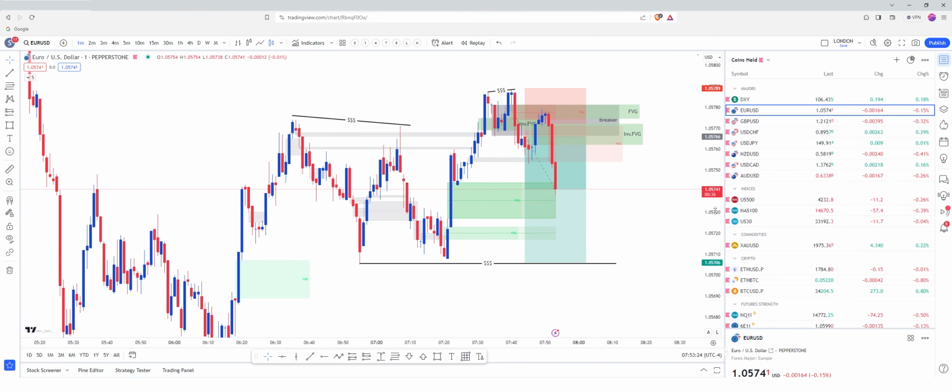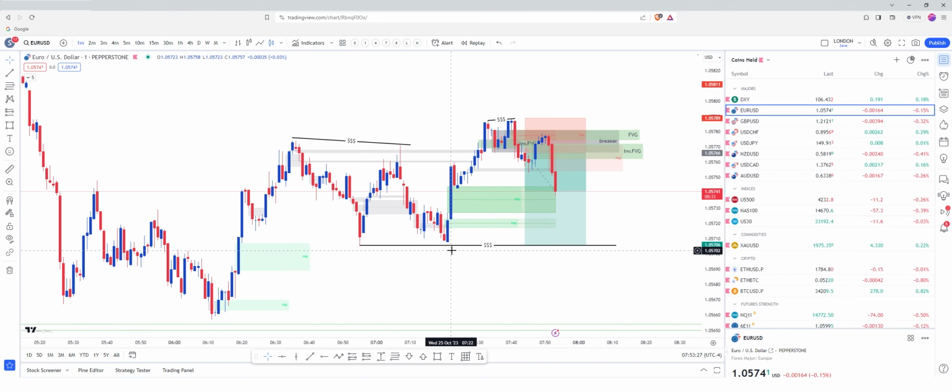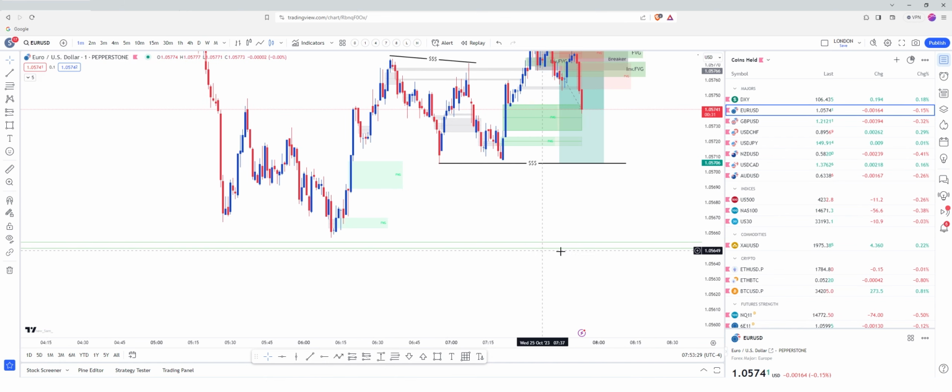$2.6 to take out these relative equal lows. I'll take 80% of the trade off at this point, and then I'll just leave a runner to take out the equal lows, the session liquidity below us.